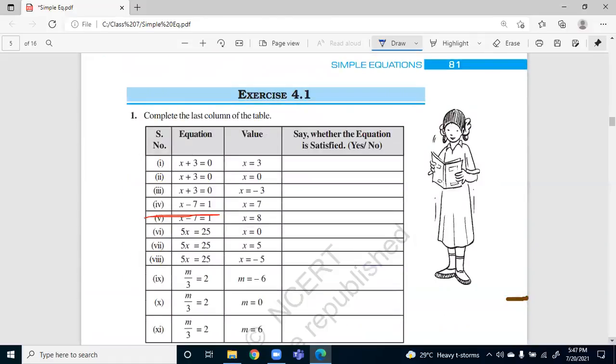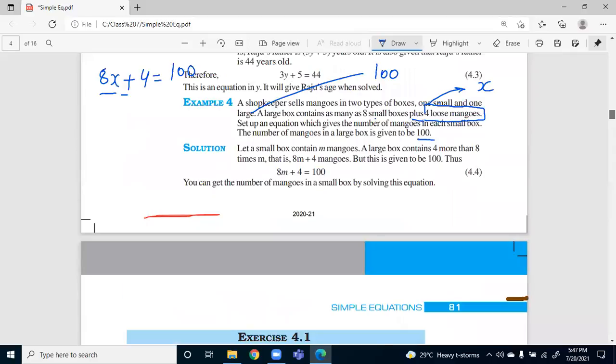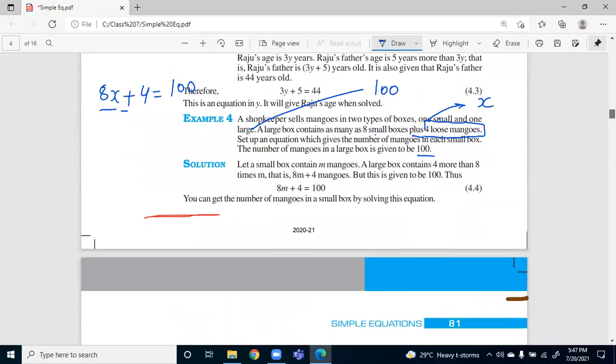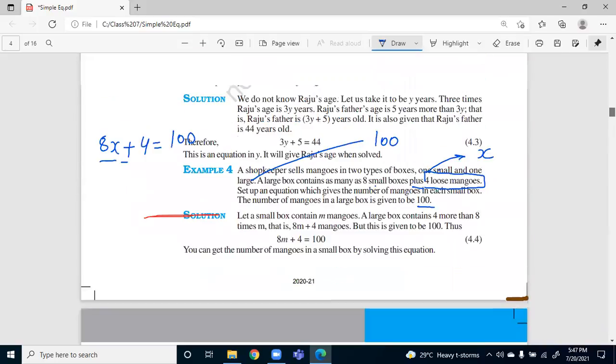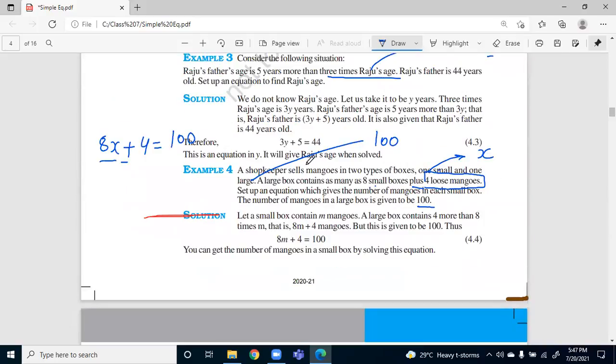Yes, Rakshita. My answer there was, I think there are 25 mangoes in a small box. There are 25 mangoes. You just have to find the equation. No need to solve it. What is the question? You have to write the equation. Understand, Rakshita?